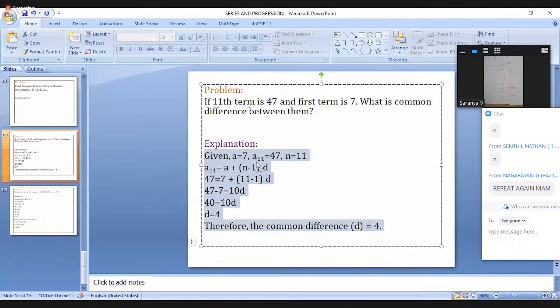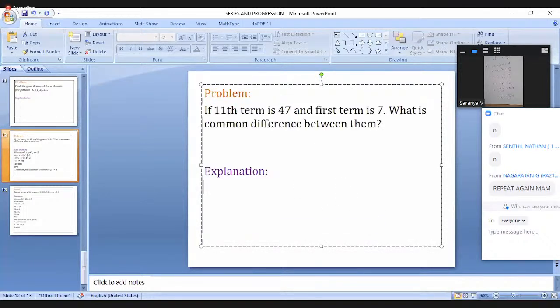Okay, try this question. What is the common difference? 11th term is 47, first term is 7. Find the common difference.